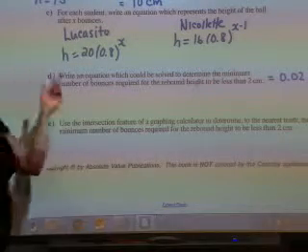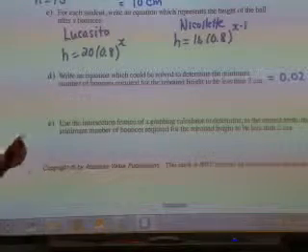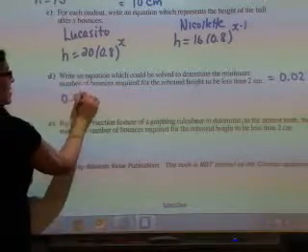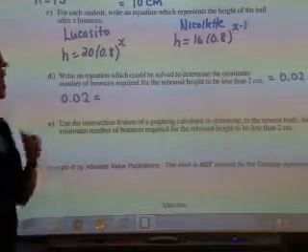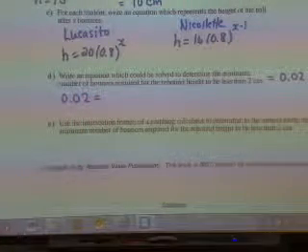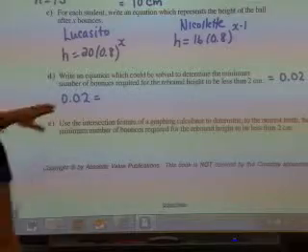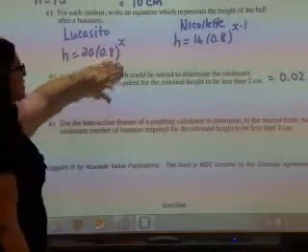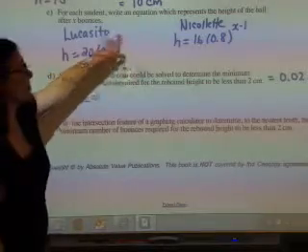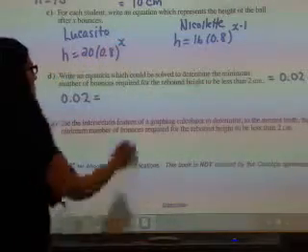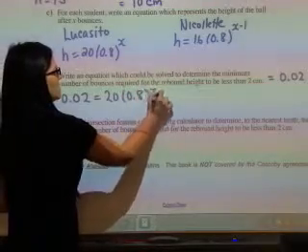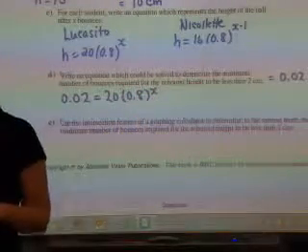So the equation that would be used to determine the minimum number of bounces would be my height would equal 0.02. And then I could use either Nicolette's or I could use Lucas's, although his, I don't have to worry about the x minus 1. So 20 times 0.8 to the power of x.